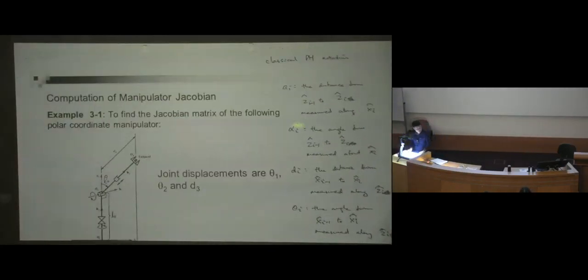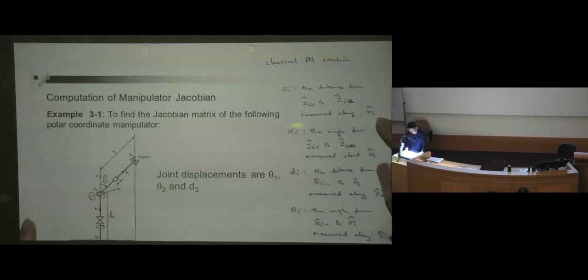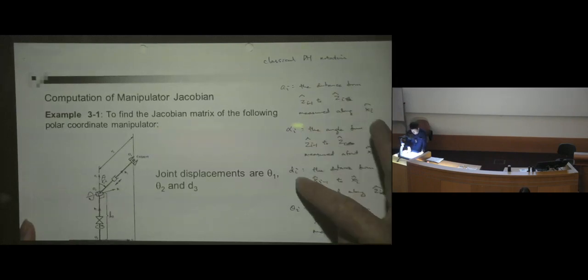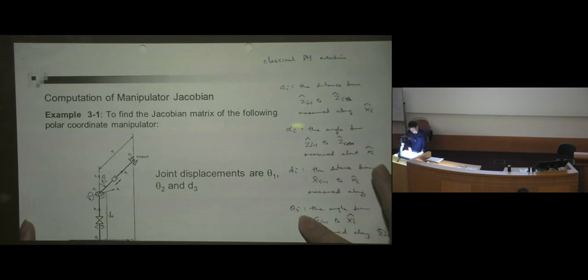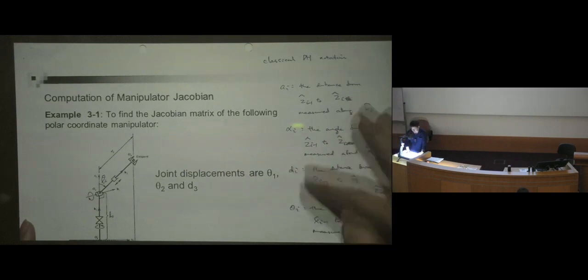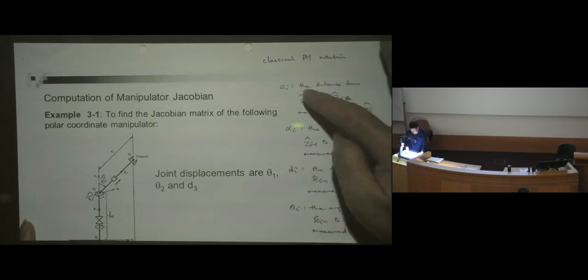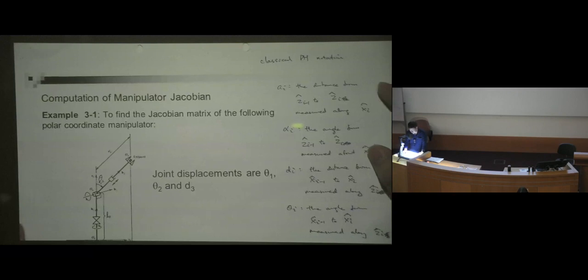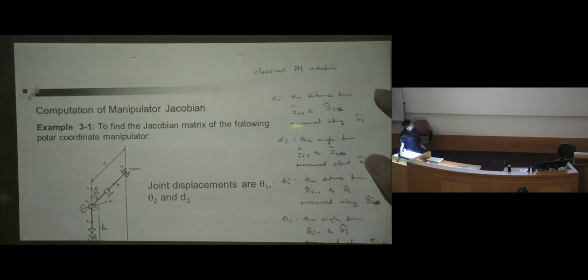We do a quick revision of the classical notations. The classical DH notation will tell you that you have your a_i, alpha_i, the d_i as well as the theta_i. The d_i and theta_i represent the joint variables. a_i and alpha_i refer to the configuration of your robot.